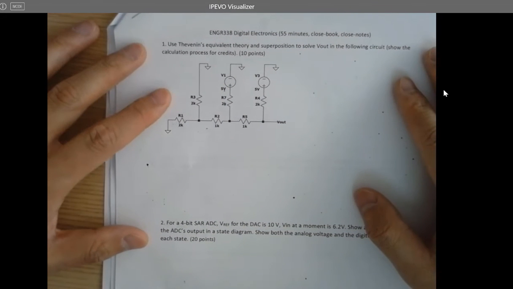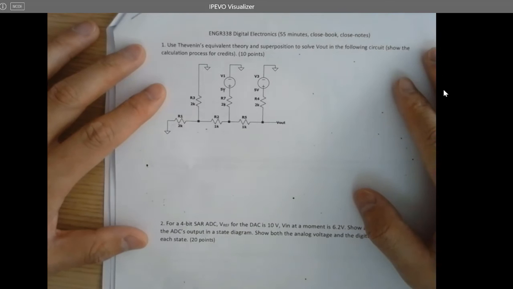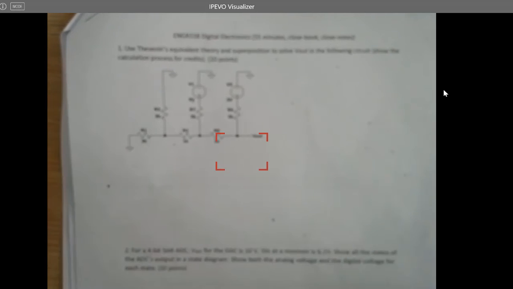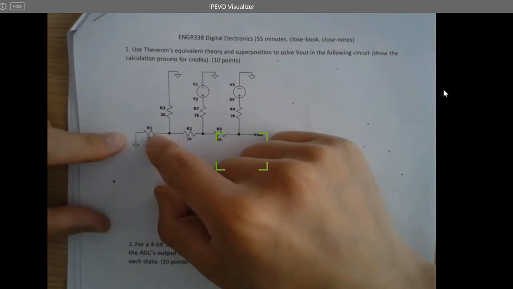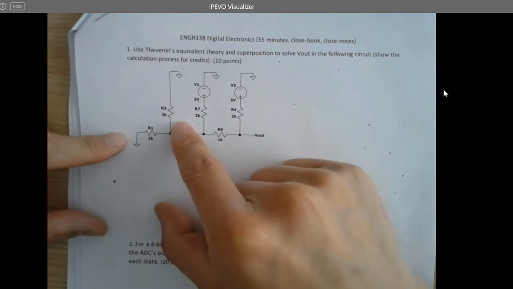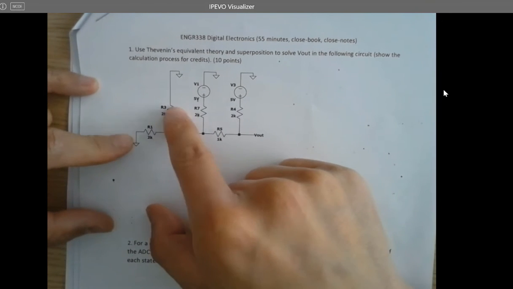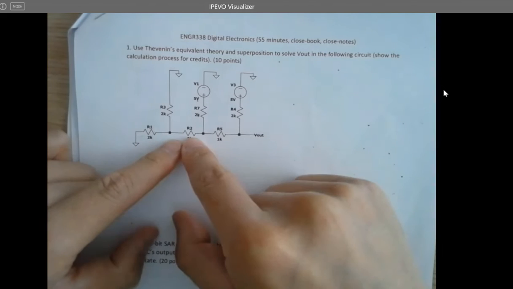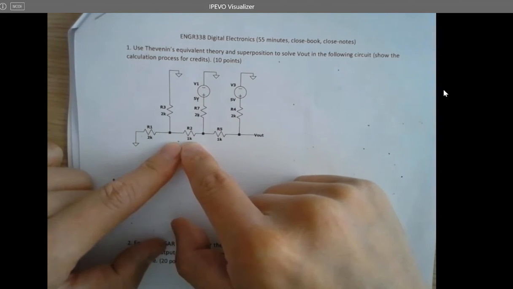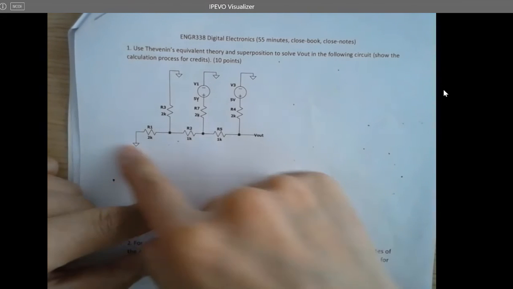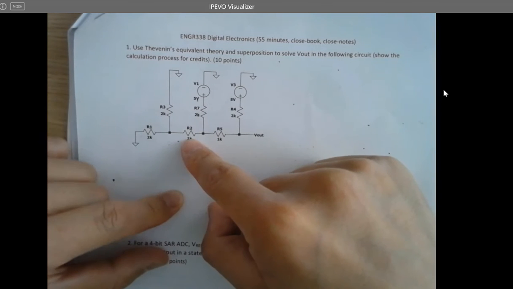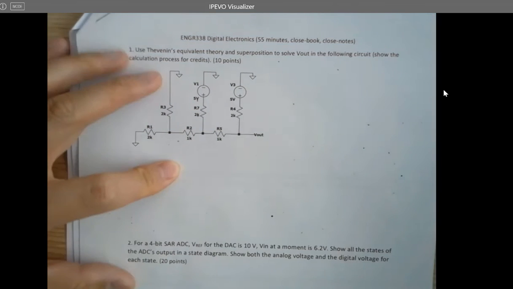All right. What about this one? So combine these two resistors, and you are getting a 1K resistor. And that 1K resistor is in series with this 1K resistor, and they will form another 2K resistor. So it looks like this.